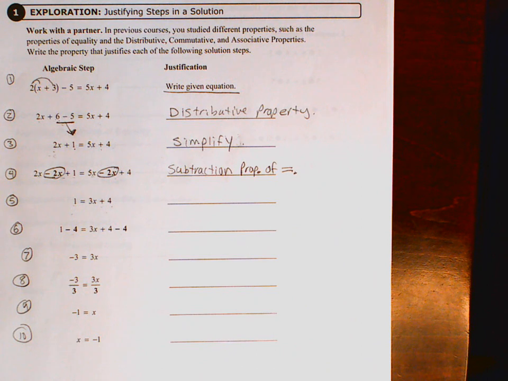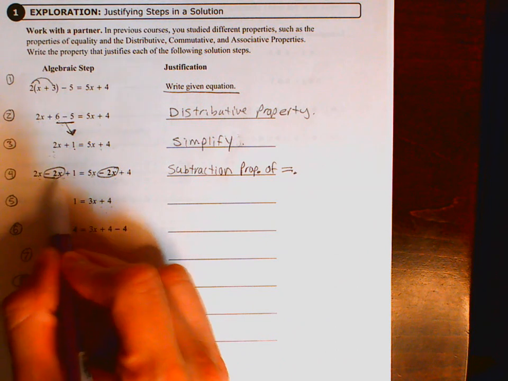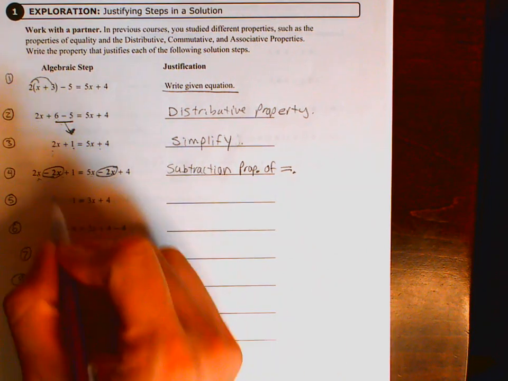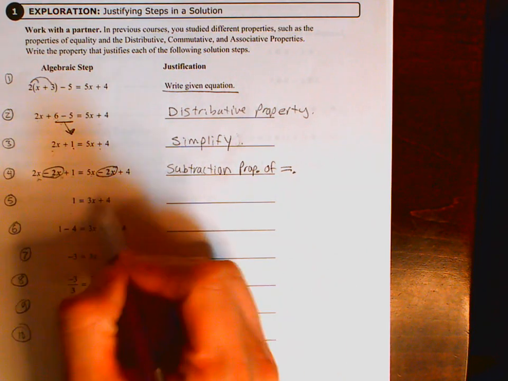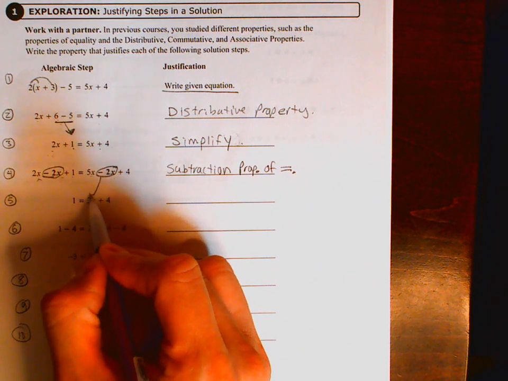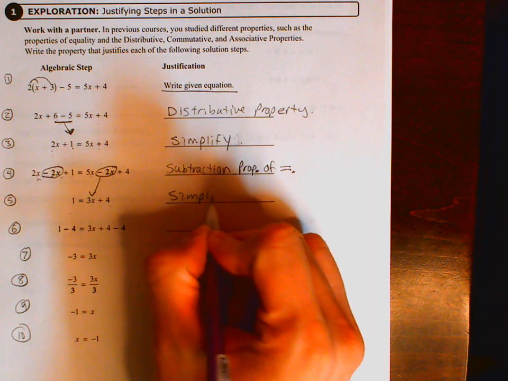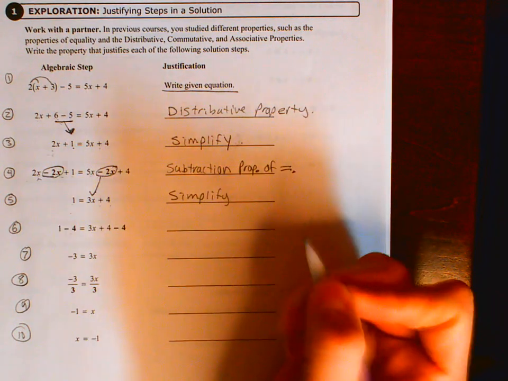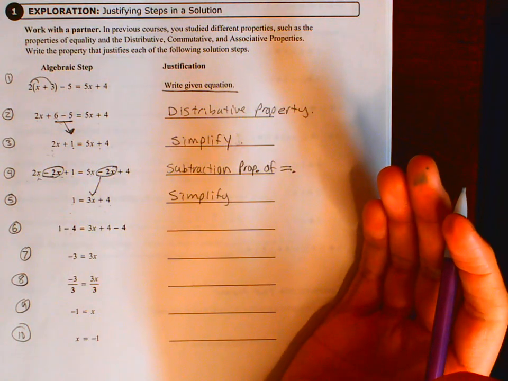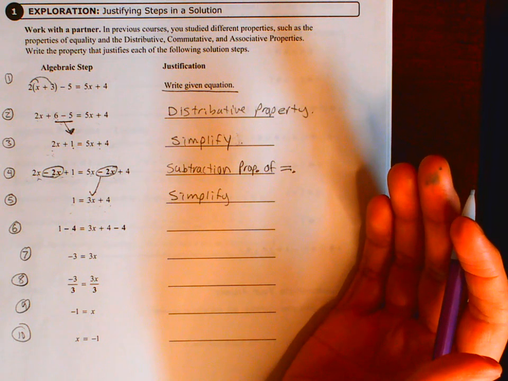So within that subtraction property of equality, we are going to simplify this. Okay, so that's going to give me 0 for this and 3x for that part. So we're going to simplify. Now keep in mind, I'm showing every single little step. Eventually, we're going to be able to do this with a lot less steps.